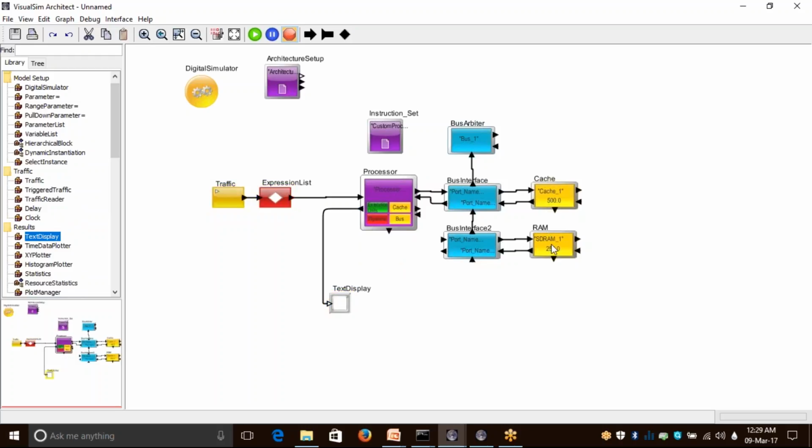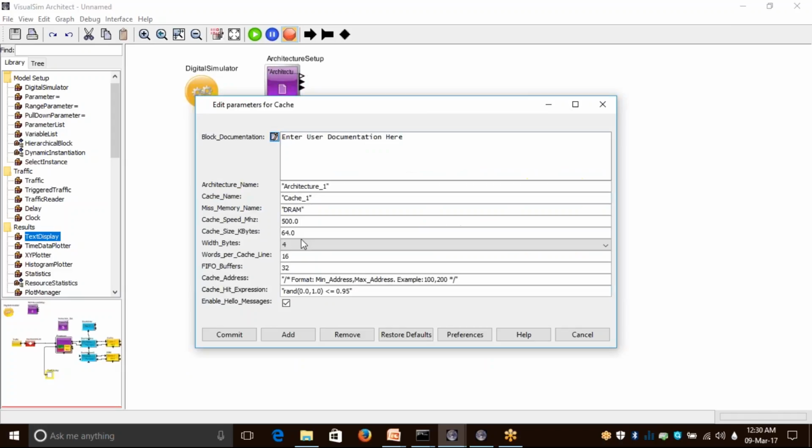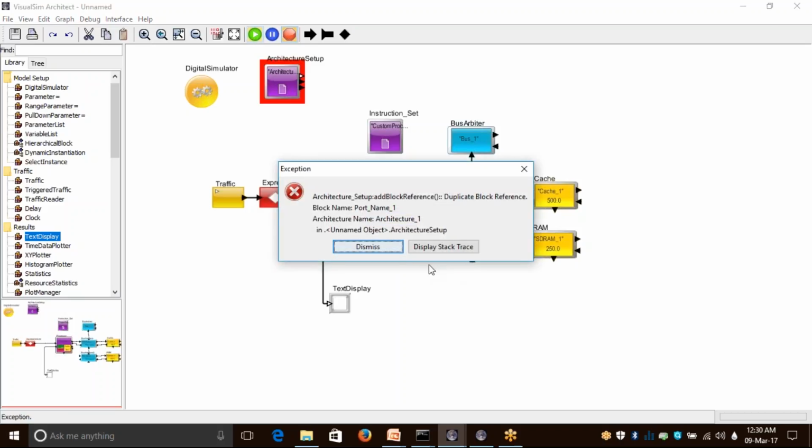So what I'm going to do is check if all the parameters are correct. This is called SDRAM. If there is a cache 1 miss, I'm going to go into this particular memory and get the data. It looks good for now. I'm going to run the model and see what error I get.